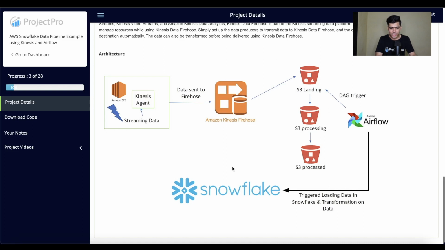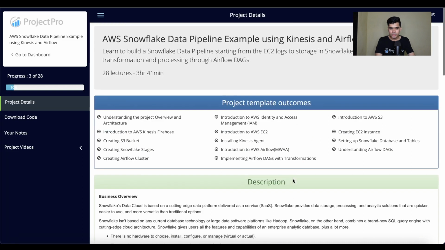So this was the architecture diagram that we initially discussed. We will have a Kinesis agent stored on AWS EC2. The Kinesis agent is basically the script that will generate data. This data will be sent to Kinesis Firehose, and from the Firehose we will store our data onto the S3 landing bucket. That will trigger Apache Airflow, and it will start running the data pipeline, and the processed data will get stored onto an S3 bucket, and it will also get stored onto the Snowflake database, so you can easily analyze your pipeline.